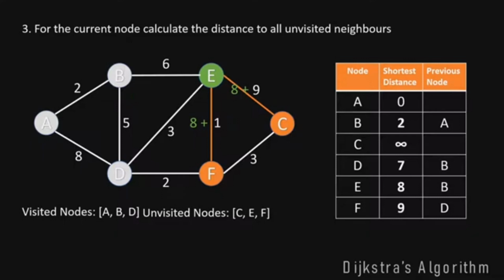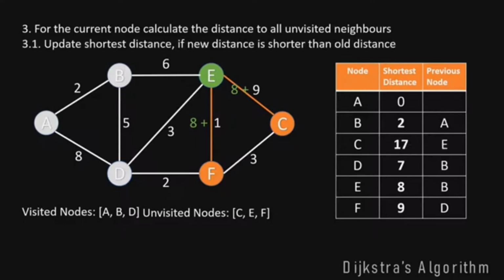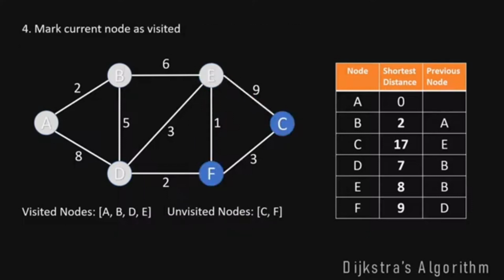We can now mark D as visited, and we can go with the next node in the unvisited node list with the current minimal distance, and this will be E because E has a distance of 8 and F has a distance of 9 and C of infinity. So we calculate the distance from E to C and E to F, and in this case we need to add 8 to the distance because 8 is the current distance from A to E.